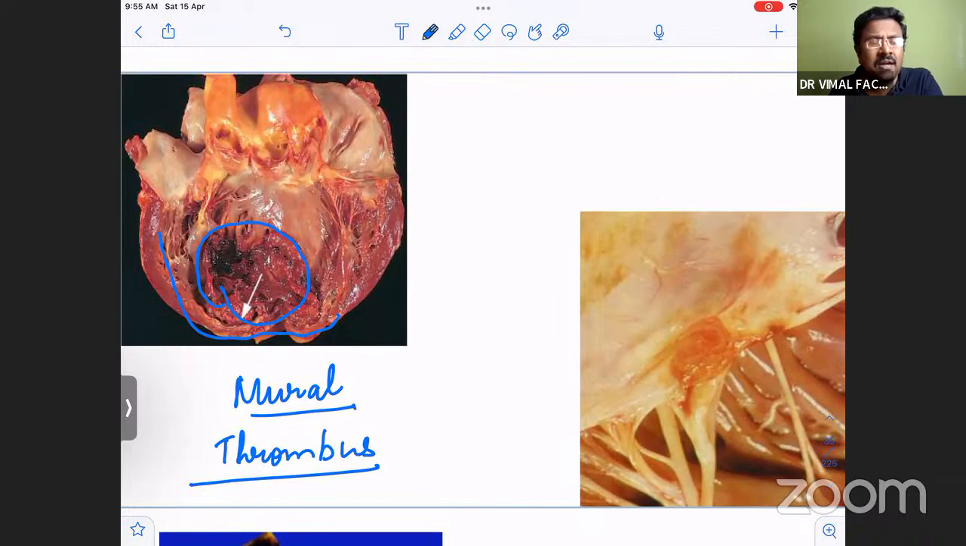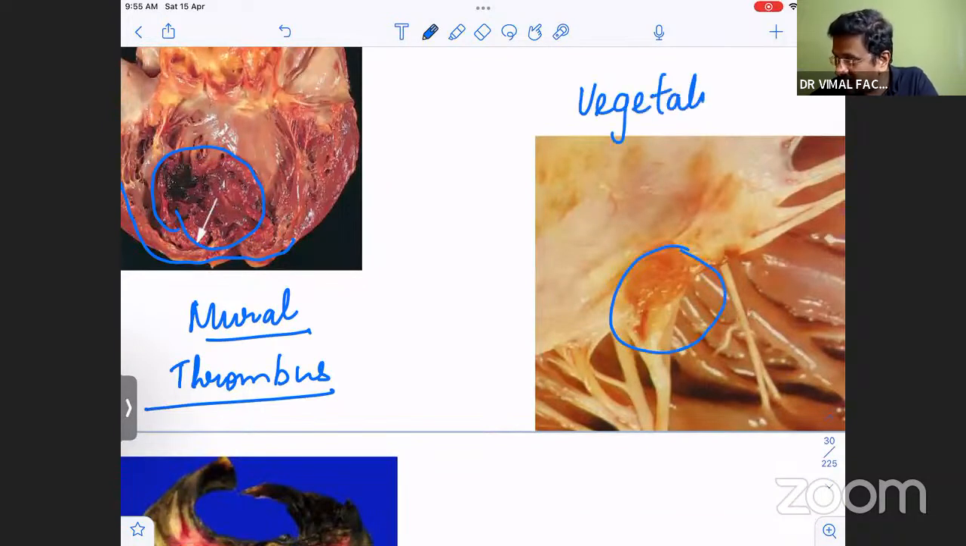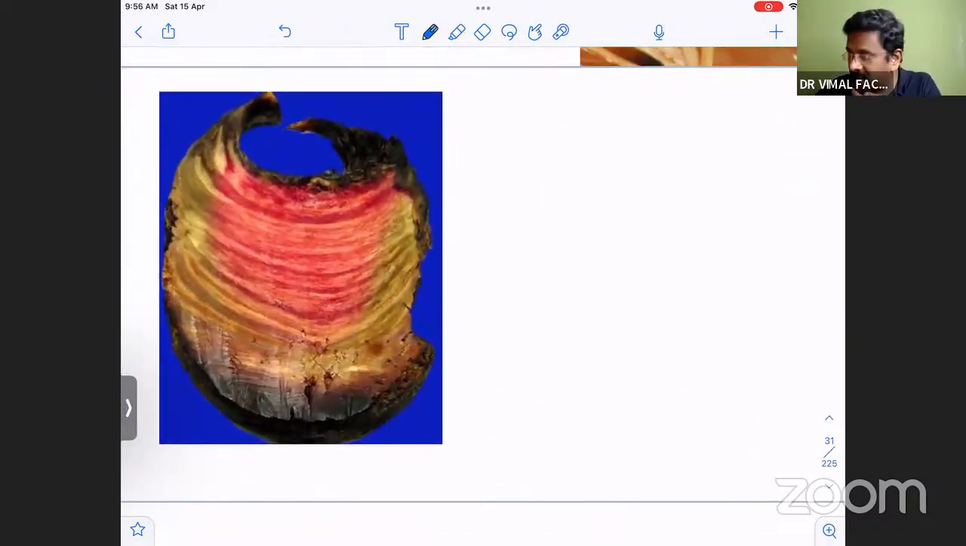What is the thrombus seen in the valves? Yes, these are all the vegetations. Vegetations are nothing but a sort of thrombus formed on the valvular surfaces. Yes, this image will show you the gross appearance, the similar red and white appearance of the lines of Zahn.